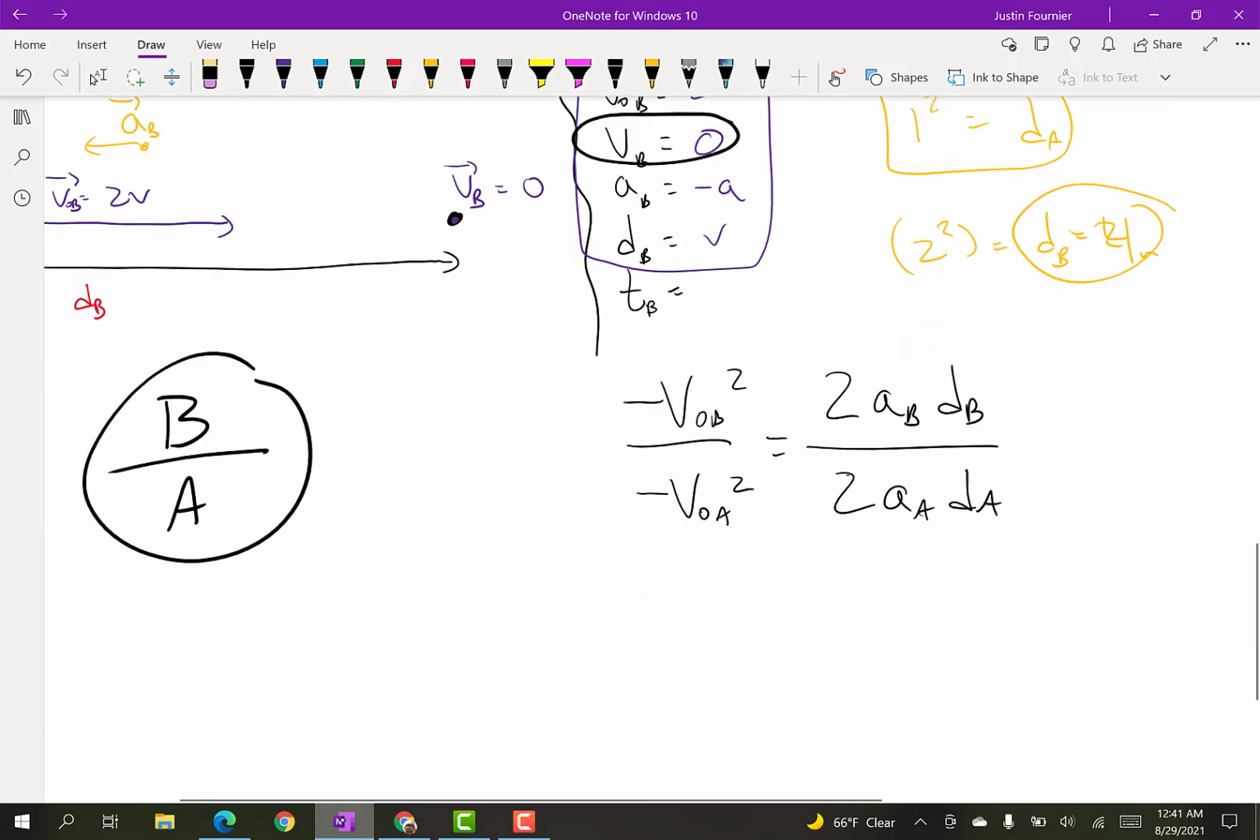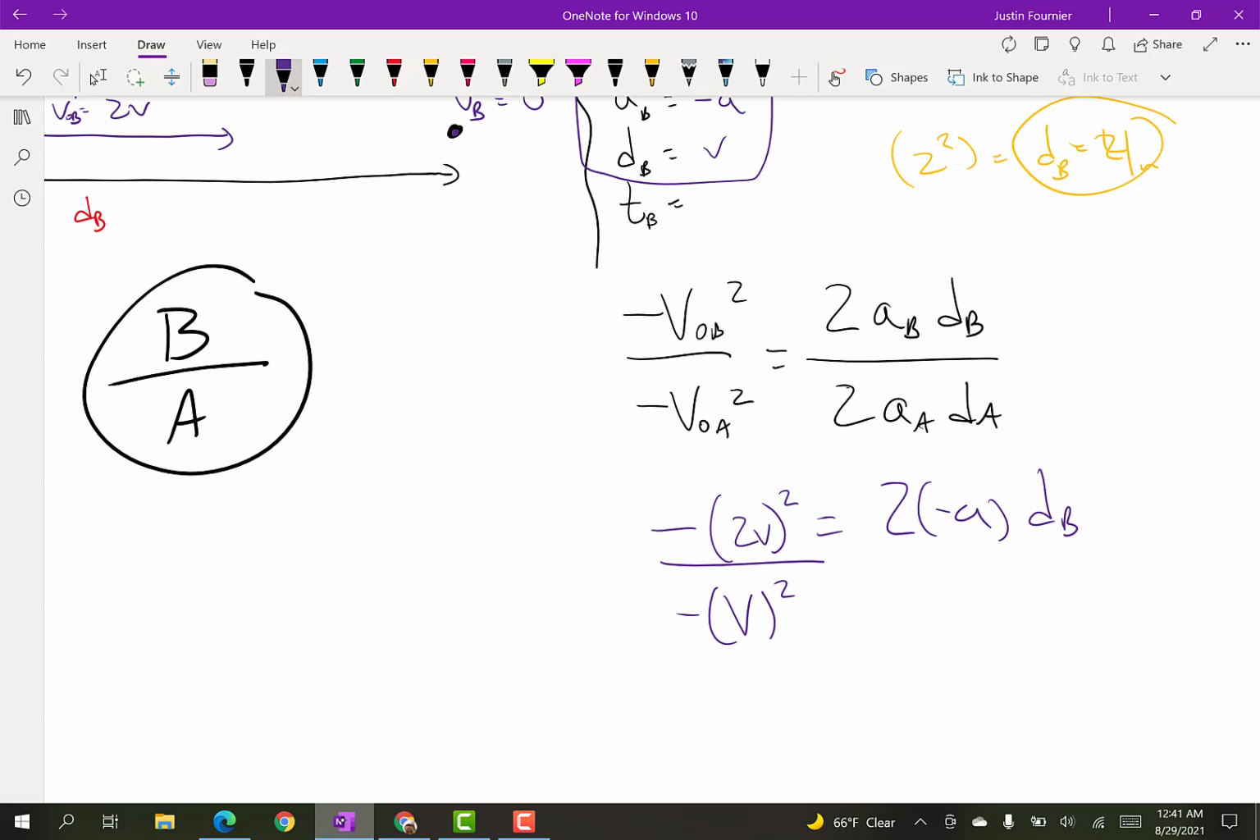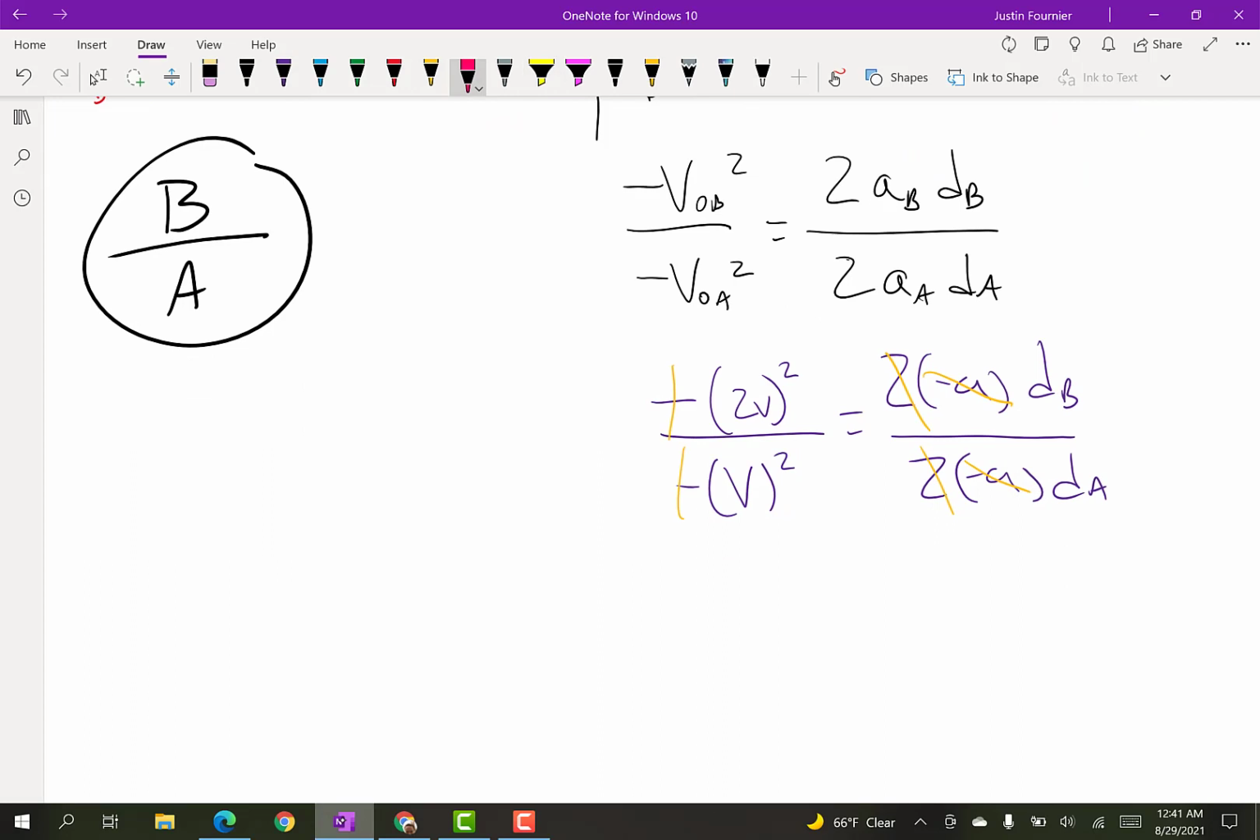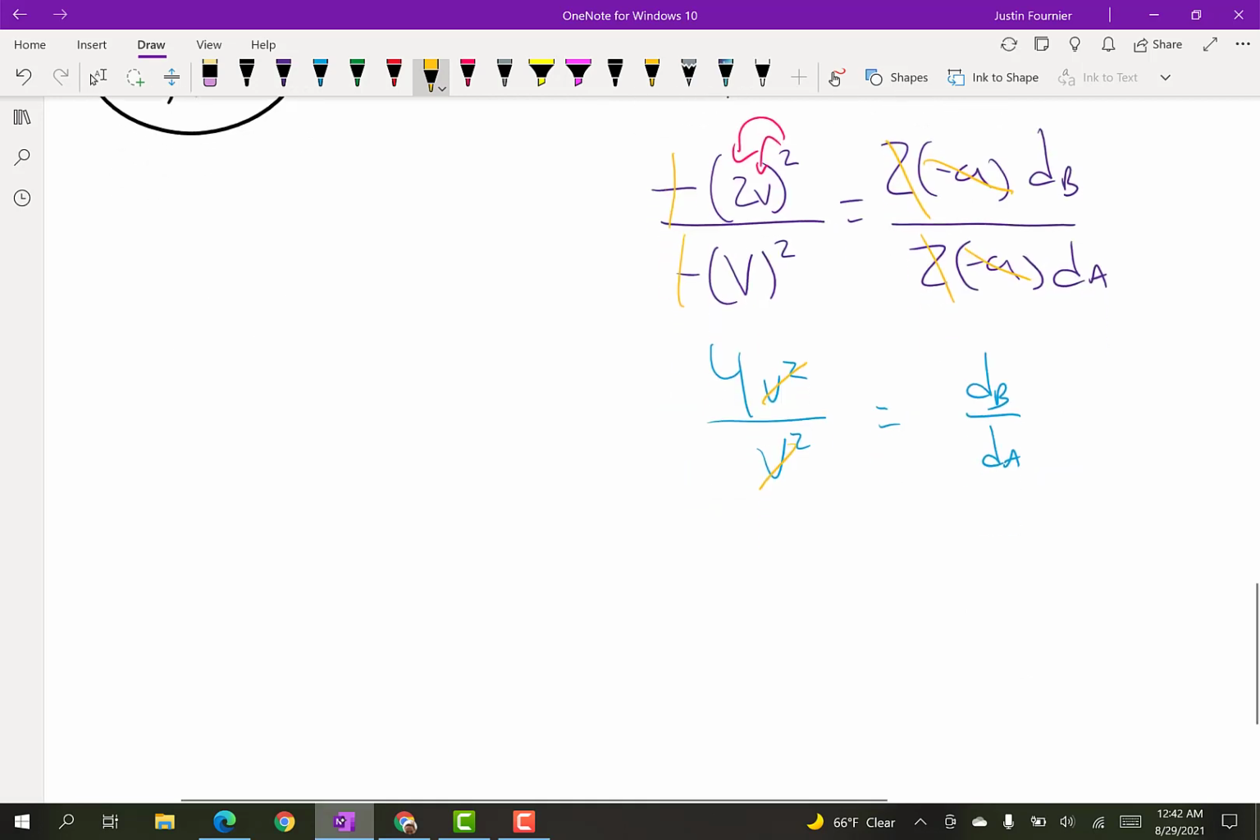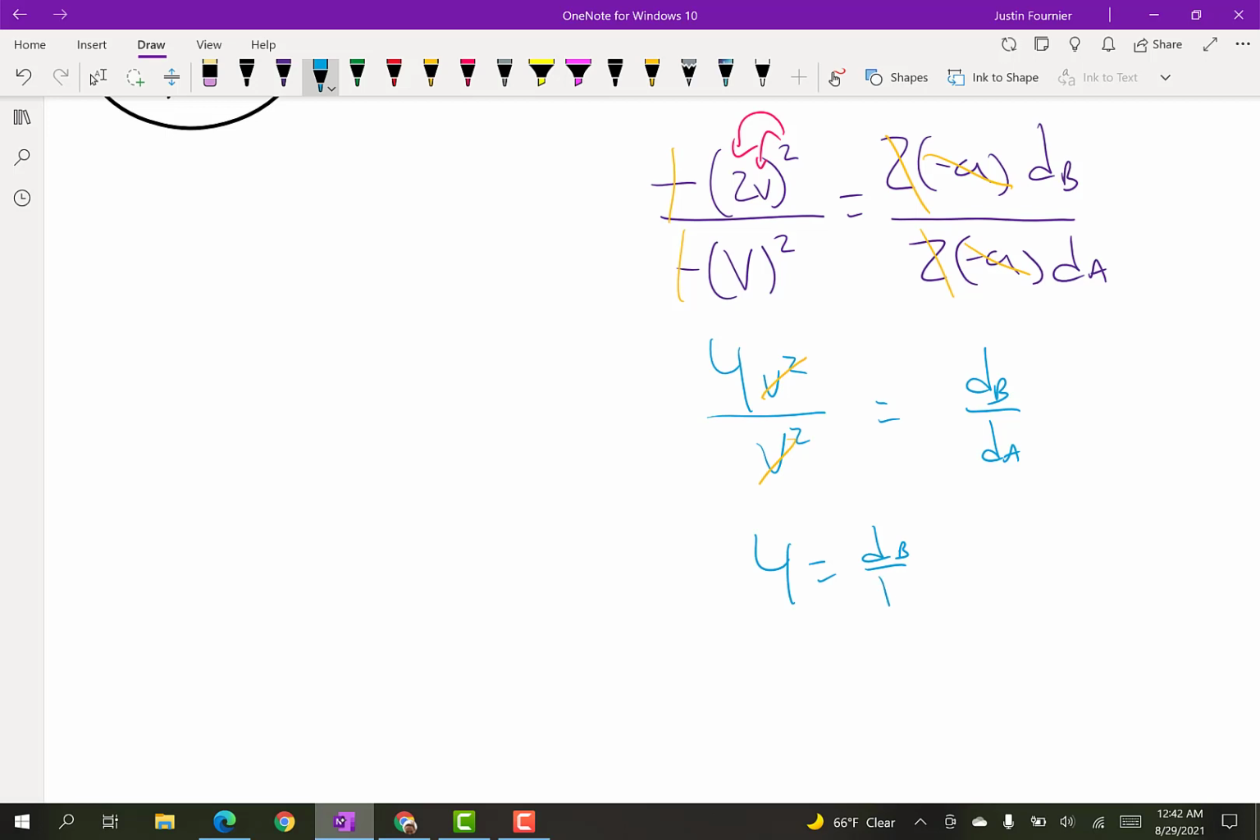Okay, so now I'm going to plug in what I know. In situation B, the speed is 2v, the acceleration is negative a, and the displacement, that's what I'm looking for. Then it's going to be v squared for situation A, divided by 2 times negative a dA. Negative cancels out here, negative a cancels, 2 cancels. Let's clean this up a little bit, because this squared is going to distribute. So this is going to be 4v squared divided by v squared equals dB over dA. v squared cancels out, and I'm left with 4 equals dB over dA.